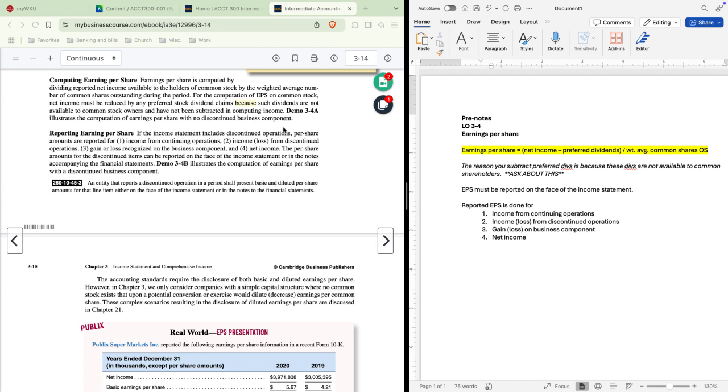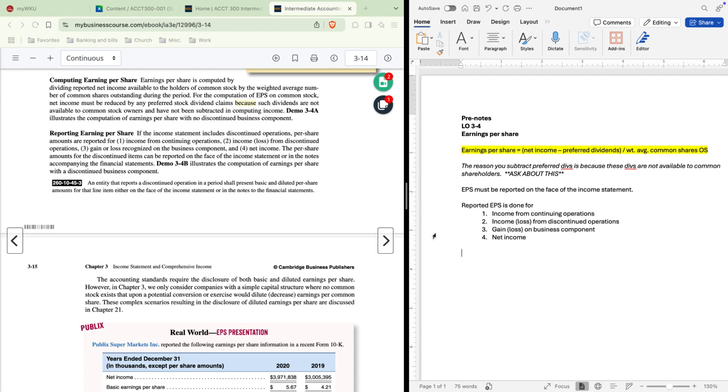This is basically saying that per share amounts, in other words, you must report EPS for 4 different things on the income statement. So earnings per share is not going to be just one number, but potentially 4 numbers that are computed for the income statement. So this seems kind of important to know that I might have to do it 4 different ways. And again, if I don't know what continuing operations means or discontinued operations means or what gain or loss recognized on business component means, those are good questions to ask during class.